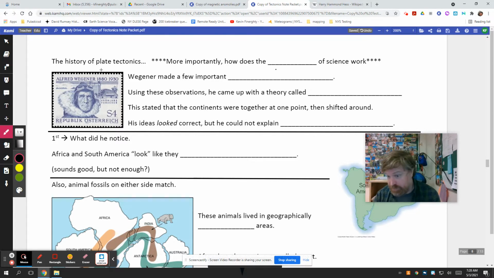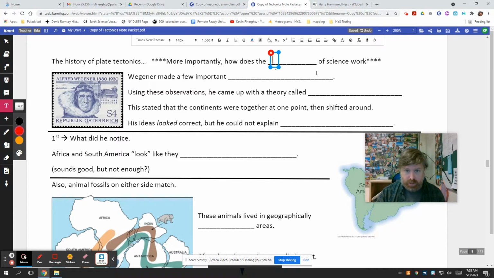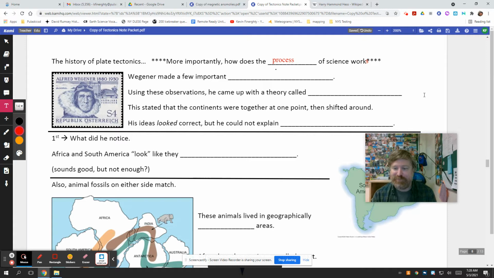So not only is it relevant to tectonics, but it's also a little story on how the process of science works. Bad grammar there. Don't worry about the process of ELA. So what's the process of science? Like, how does this work? How did we figure some of this out? So going through the history, this will help us unwrap some of that.